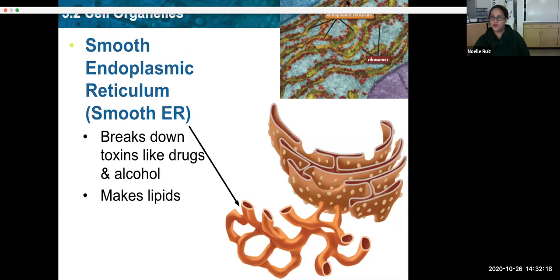Attached to that is the smooth ER. It looks smooth because it doesn't have dots. Its job is to break down toxins like drugs and alcohol. It also makes lipids, one of our 4 main macromolecules that we're made of.